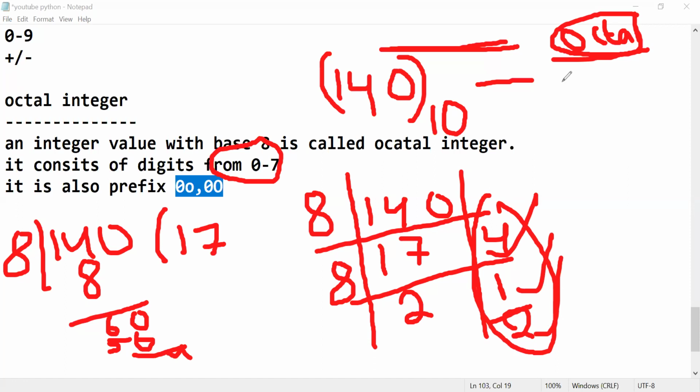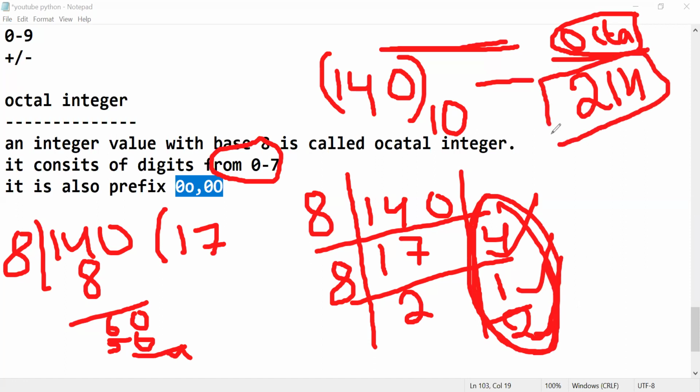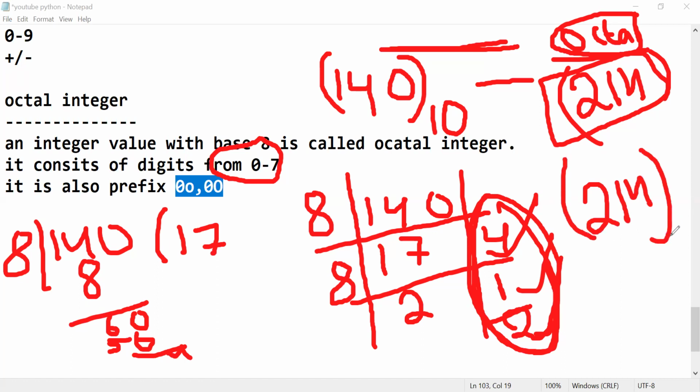So we have to write the octal value as 2, 1, 4, guys. We have to write it in reverse order. We have to take the octal value from reverse order. So the output is 214, guys. This is the octal value. We can represent this by 214 base 8, guys.